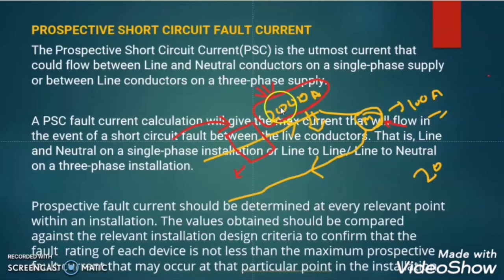Suppose this motor has a prospective fault current of 2000 ampere and we place a circuit breaker which has a breaking capacity of 1600 ampere, then what will happen? This circuit breaker will be unable to break this current because its breaking capacity is only 1600 ampere, but the prospective short circuit fault current for this motor is 2000 ampere, which is higher than the breaking capacity of the circuit breaker. In that case, what will happen? The motor will catch fire and the circuit, the cables also will get damaged.